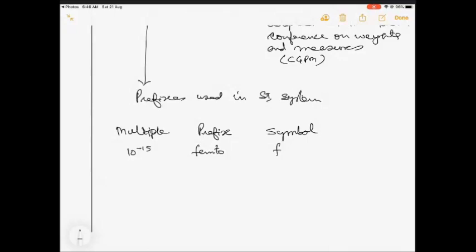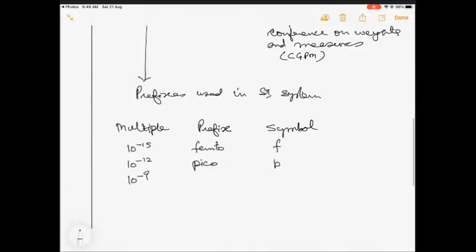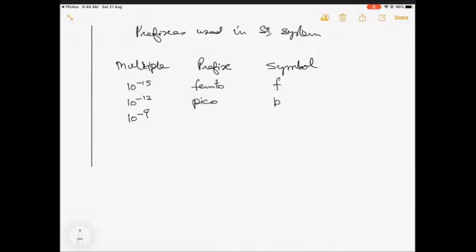Then we will be doing only a few, as I have told you. 10 raised to power minus 12, we call it pico. In biology, you will study many units in picometers. Picometers, nanometers, and angstrom are very common in biology. So it is P. Then 10 raised to power minus 9. Basically, we are taking multiples of 3. 10 raised to power minus 9 is nano. Remember, this unit is very important for your biology purpose.